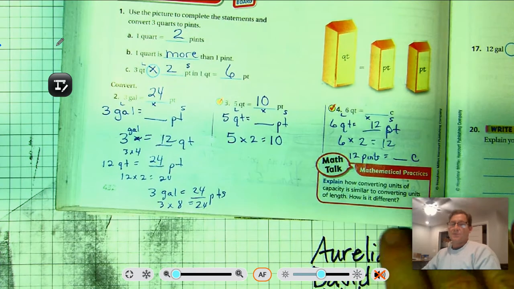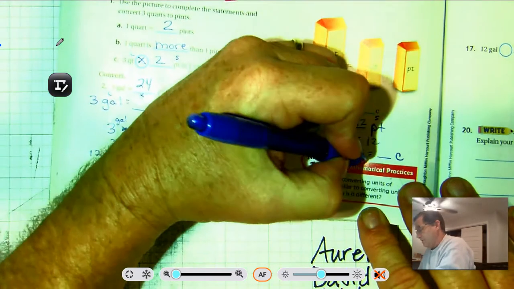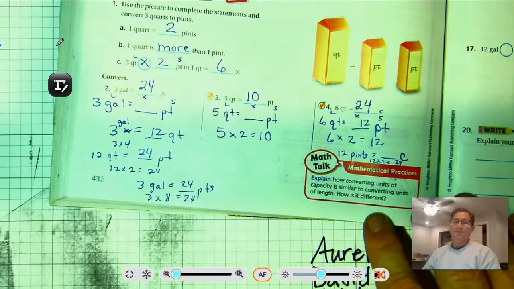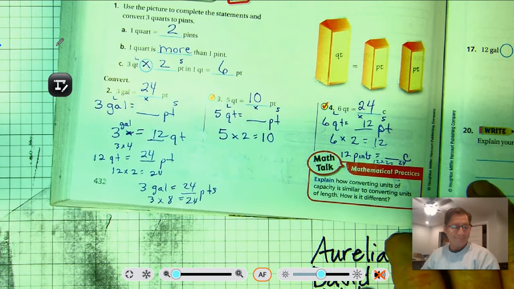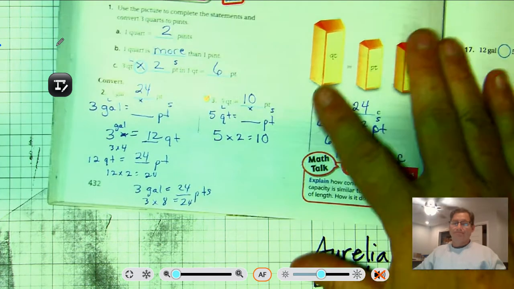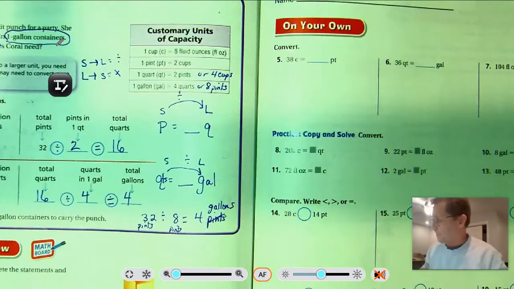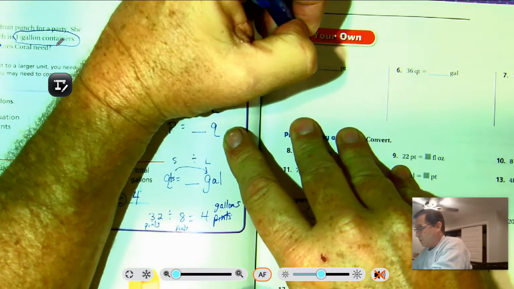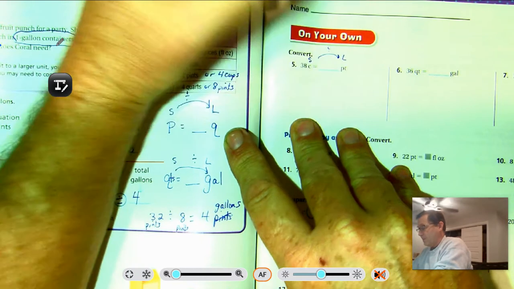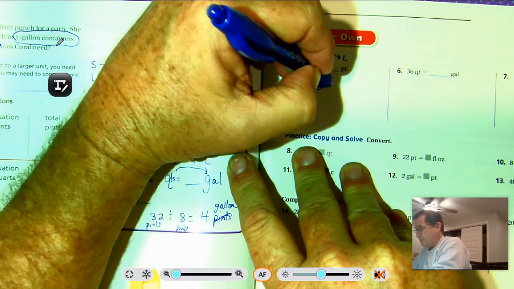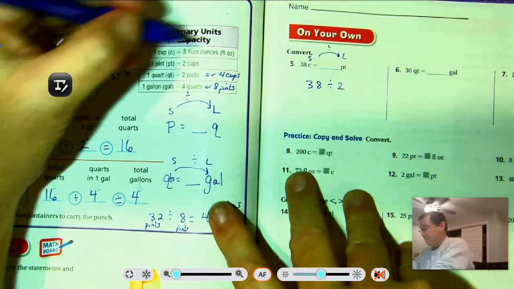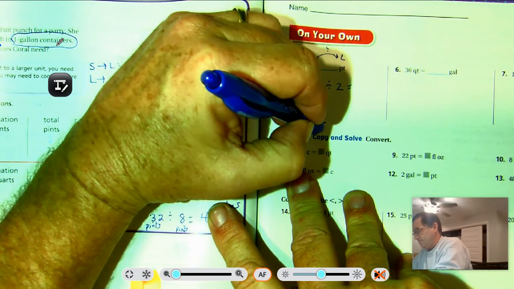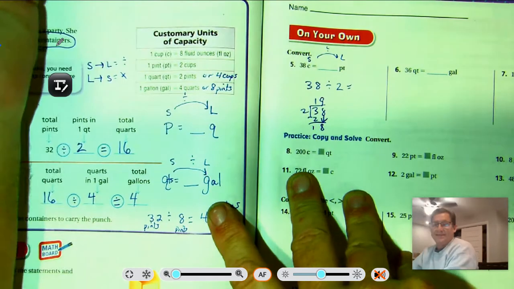All right, and then how many cups are in every pint? There are 2 cups. So 12 times 2 would be 24 cups. All right, number 5. 38 cups is how many pints? So this is smaller to larger, so we're going to divide. And we know that there's 2 cups in every pint. So what is 38 divided by 2? We'd get 19.